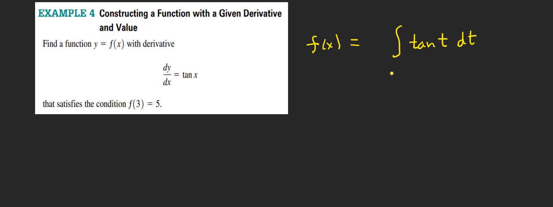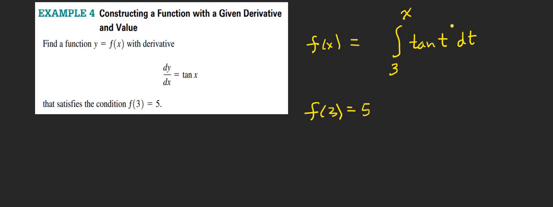Now, what do you think the lower limit should be? We know that the upper limit is most likely x, but then the lower limit should be 3 because that is the x value. Now, this is incomplete because f of 3 should be 5. When we plug in 3 for x, we need to get the y value of 5. But when you plug in 3 over here, when you take the integral from 3 to 3, this whole thing is going to be 0 because the lower limit and upper limit are the same.